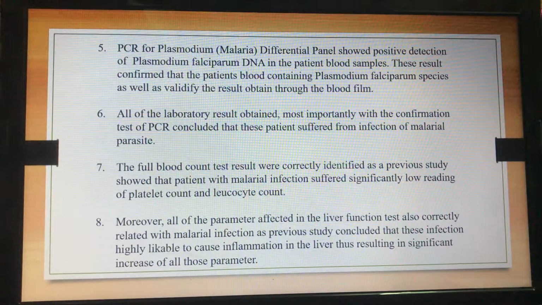infection of malaria parasite. The full blood count test results were correctly identified, as a previous study showed that patients with malaria infection suffered significantly low readings of platelet count and leukocyte count. Moreover, all of the parameters affected in the liver function test were also correctly related with malaria infection, as previous studies conclude that this infection is highly likely to cause inflammation in the liver, thus resulting in a significant increase of all those parameters.